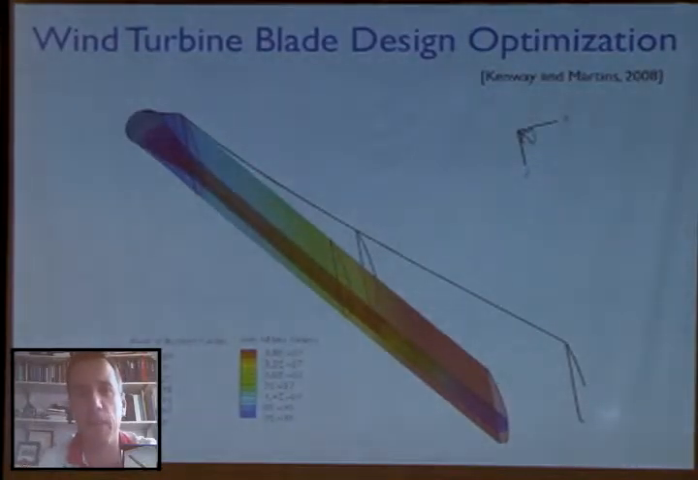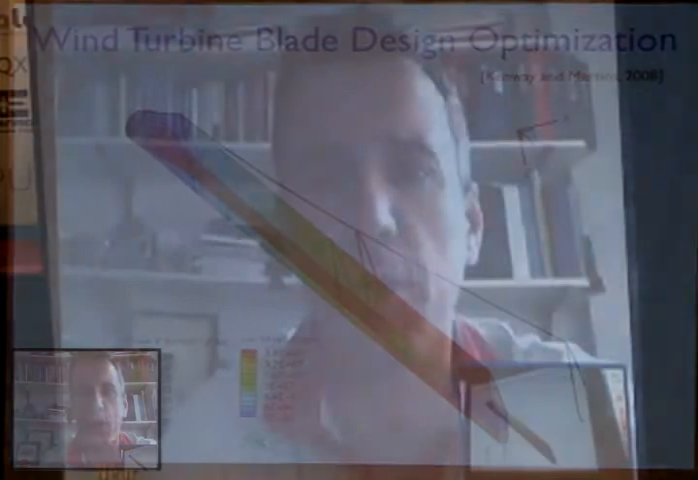And this was done using a coupled aerodynamics and structures code, as I showed before. And we are changing the structure and we are changing the aerodynamic shape in order to maximize annual energy production for a given annual wind profile.